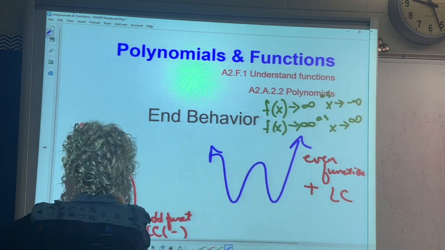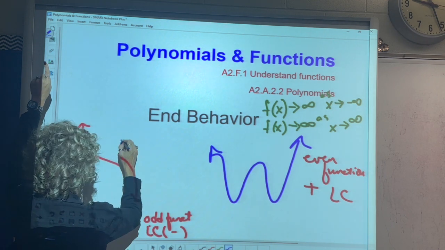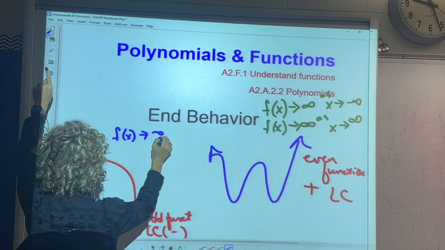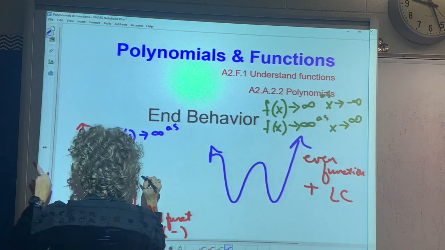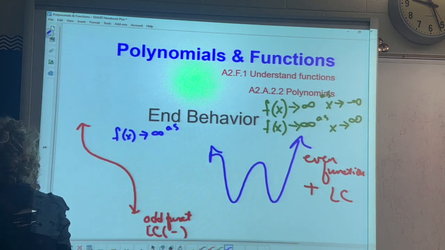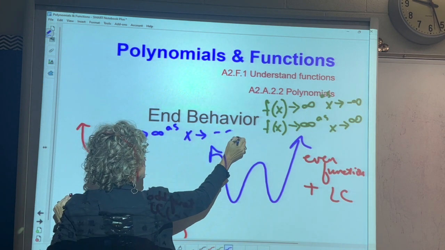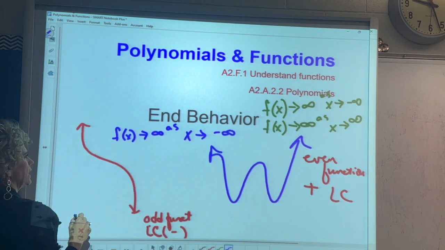Again, we read left to right. My output is going up, up, up, up, up. My function value is going to infinity. As my input value, again, I'm going left, left, left, left, left. As my input value, left is negative, is going to negative infinity.